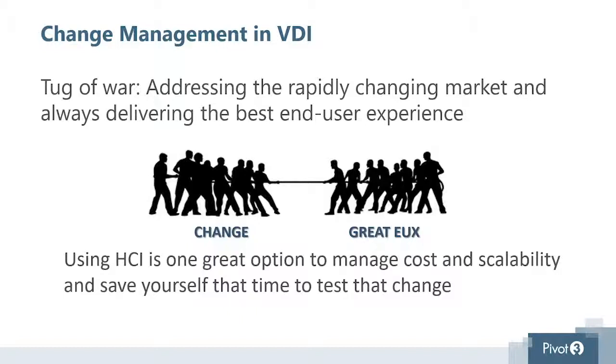Our goal here is to make sure that we get a great end user experience despite the change, so we can get ahead of that change and make sure that we never jeopardize that end user experience and the responsiveness of the desktops in VDI and server-based compute. And of course, this is an ongoing management process that we're deeply ingrained into. Using hyperconverged infrastructure like Pivot3's HCI is a great way to manage that cost and scalability and save quite a bit of time when it comes to testing those changes.